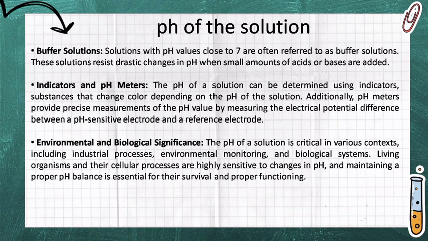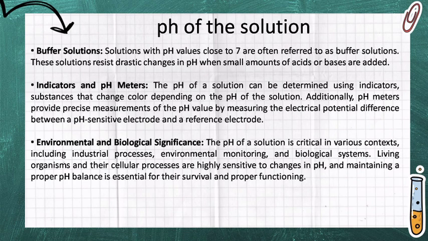E. Indicators and pH meters. The pH of a solution can be determined using indicators, substances that change color depending on the pH of the solution. Additionally, pH meters provide precise measurements of the pH value by measuring the electrical potential difference between a pH-sensitive electrode and a reference electrode.